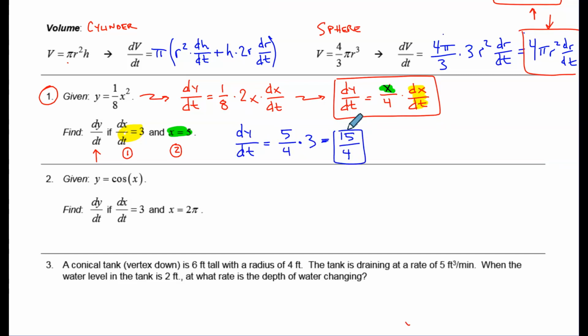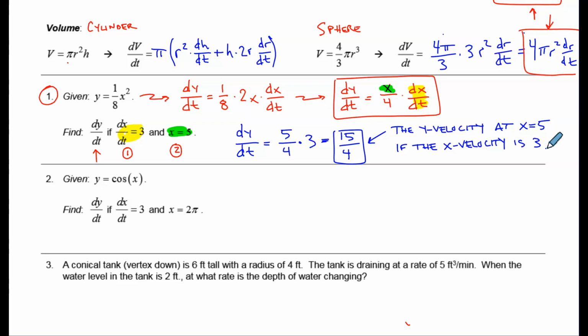Okay, so there's our answer. It's 15/4. And one way to think of that in words would be this. The y velocity at x equals 5 if the x velocity is 3. Okay, so the y velocity when x equals 5 is 15/4 if the x velocity is 3.